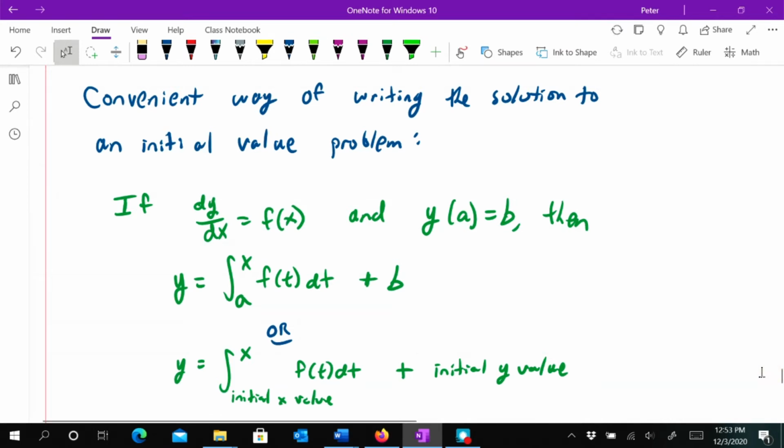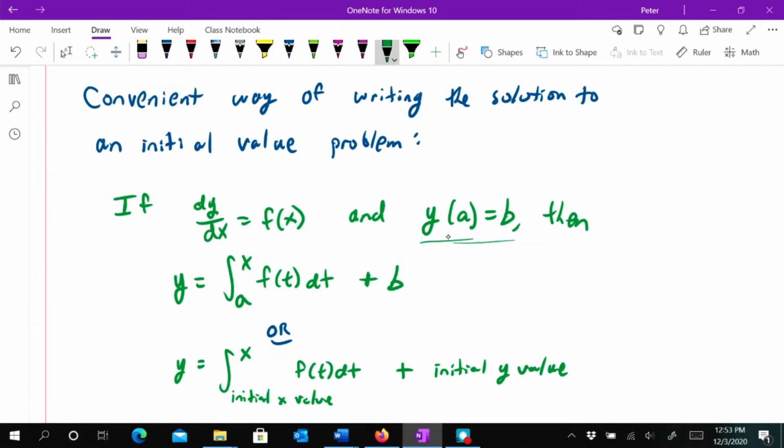So what we now know about definite integrals gives us a convenient way of writing the solution to an initial value problem, and I just want to show you what that is. Let's suppose that we know that dy/dx, or sometimes written as y prime, is equal to some function of x. And we know the initial value: at x equals a, the value of y is going to be b. That's what this expression is saying.